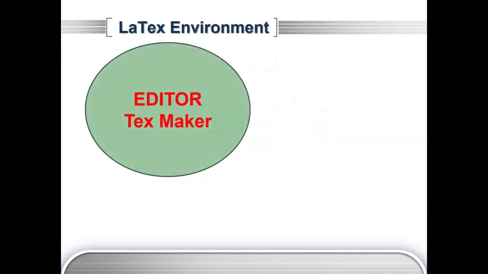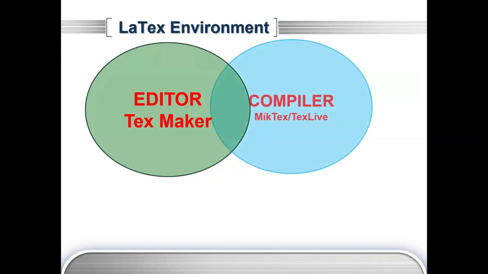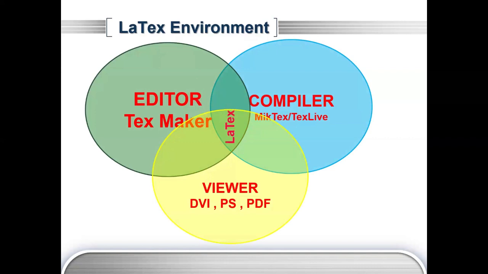So what do you need? LaTeX needs three excellent pieces of software for implementing LaTeX. First, an editor, TeXMaker. Second, a compiler, MiKTeX or TeX Live. TeX Live combines the MiKTeX compiler. In addition to that, all the required packages. So initially you can install TeX Live software. Then you can install TeXMaker software. Then for viewing your result, you can install Acrobat Reader. So these three pieces of software create a LaTeX. LaTeX needs a compiler, TeX Live, an editor, TeXMaker, and a viewer, Acrobat Reader.